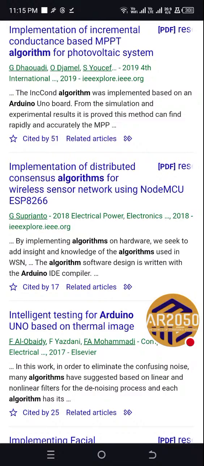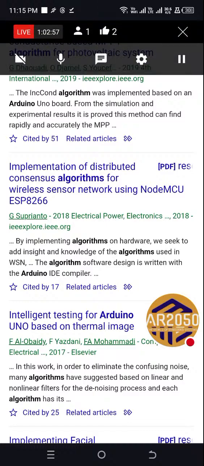Implementation of distributed consensus, what is that word? Algorithm for wireless sensor network using NodeMCU. Today's topic is not the wireless sensor network. I think maybe someday we will specifically create a stream for wireless and IoT based systems, but not today.